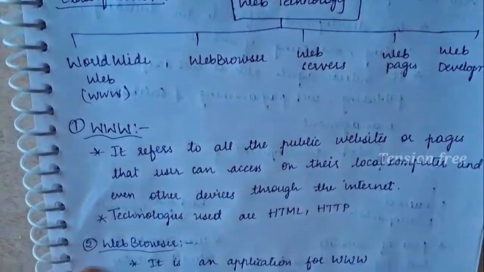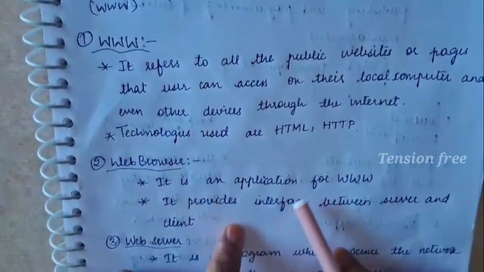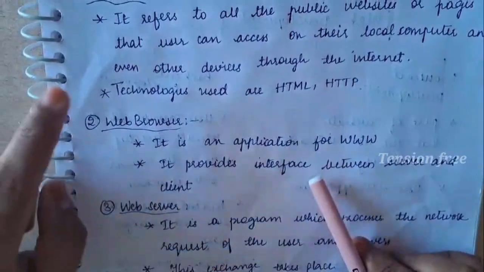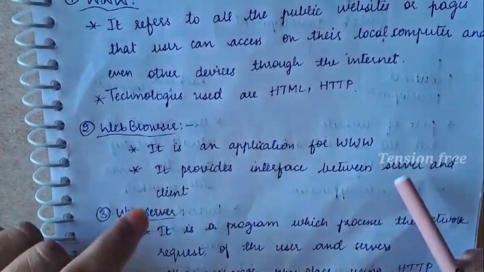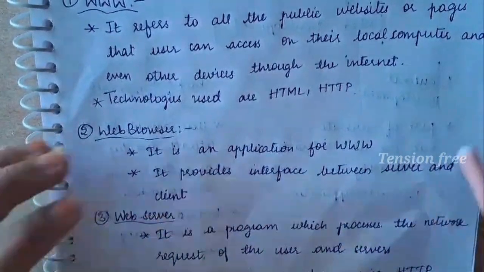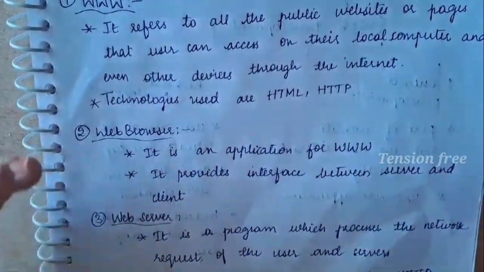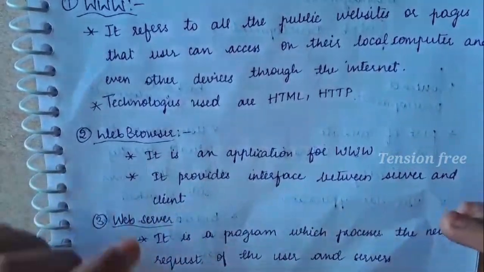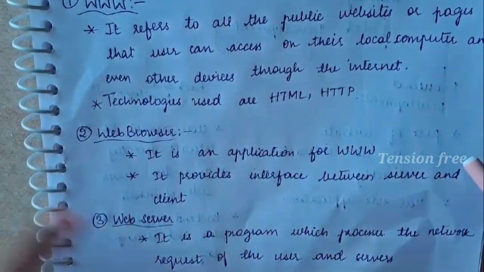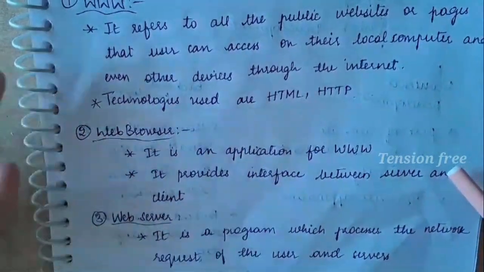Coming to the web browser, another application of the World Wide Web is the web browser, which provides an interface between the server and the client. When the communication is taking place between the server and the client, it provides some type of browsing technology to make sure that the user can get the content very easily.